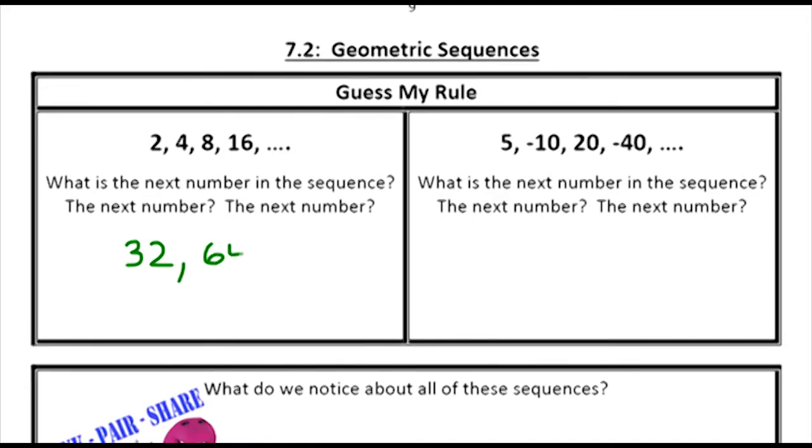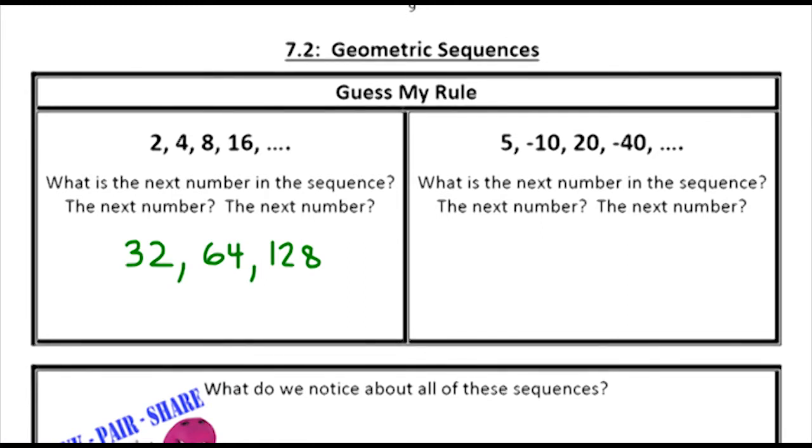Now this one, if you notice, it alternates positive, negative, positive, negative. If we take a hint from the first one, we might be multiplying. 5 times what makes 10? 5 times 2. 10 times what makes 20? 10 times 2. What would make it negative? Well, 5 times negative 2 would make negative 10. Negative 10 times negative 2 would make positive 20.